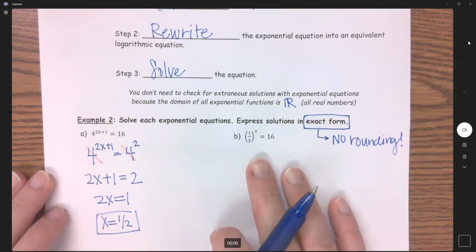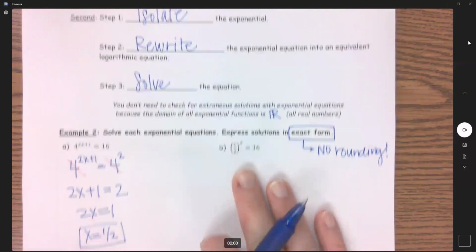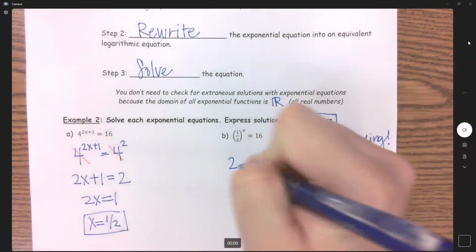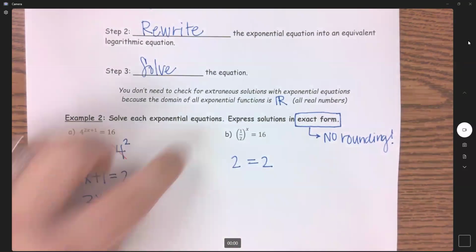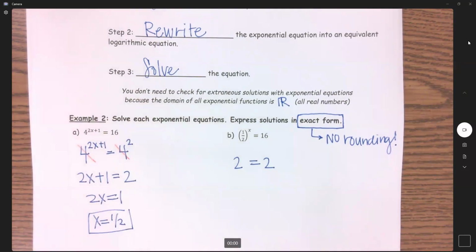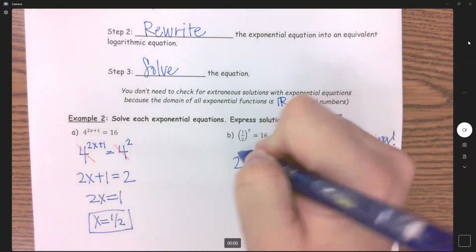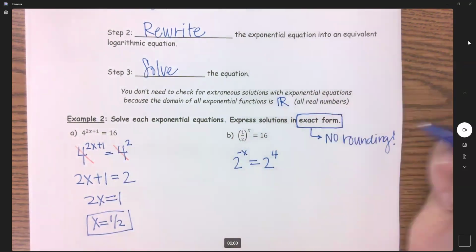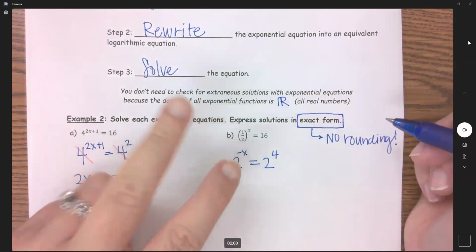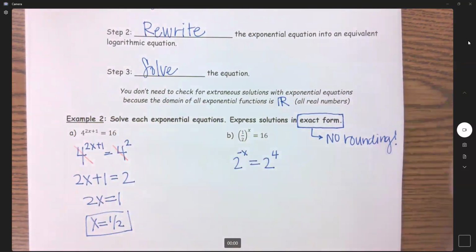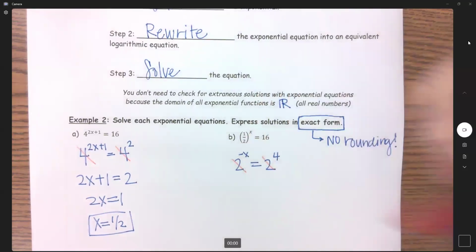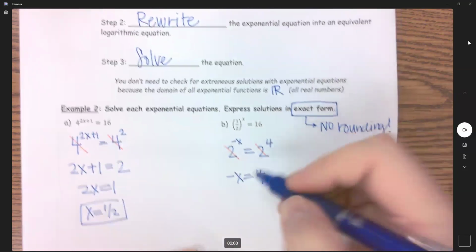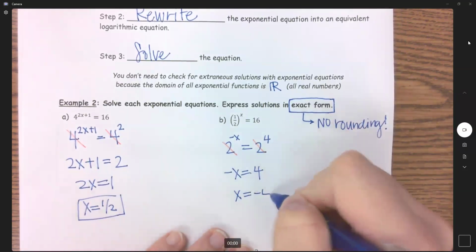Okay, very similar on part B. We can still apply this property. I can now rewrite these both with a base of 2. How do I write 1/2 to the x power with a base of 2? That would be 2 to the negative x. And we can write 16 as a base of 2 to the 4th. 2 times 2 is 4, times 2 is 8, times 2 is 16. So now we have the same bases. We have negative x equals 4. So therefore, x equals negative 4.